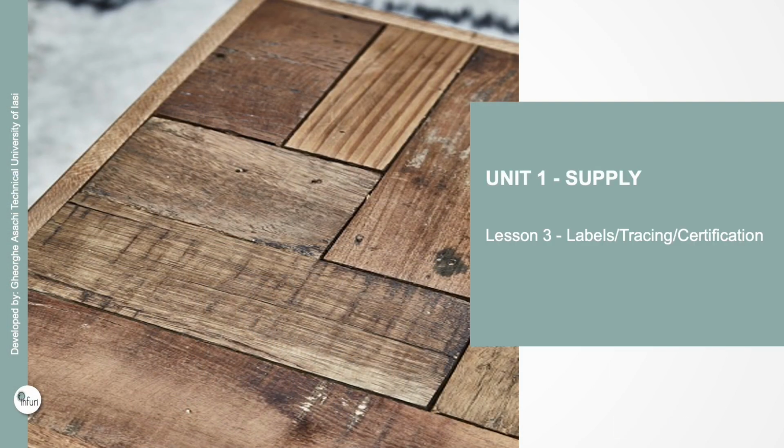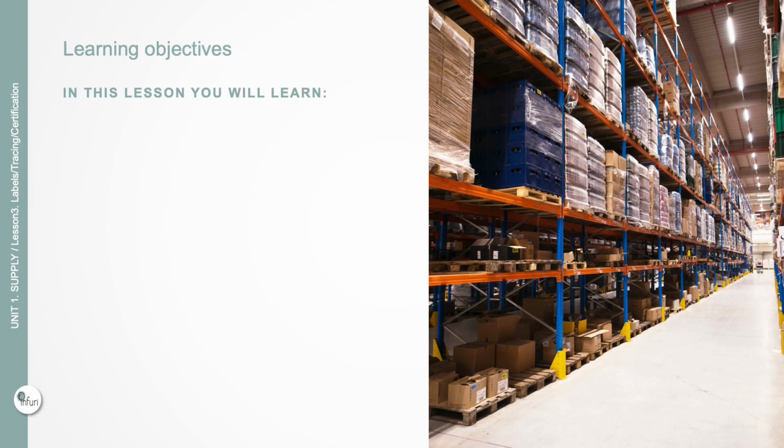Unit 1. Supply. Lesson 3. Labels, Tracing and Certification. The lesson deals with the services used for the manufacturing process of wood products and the supply of these products on markets.